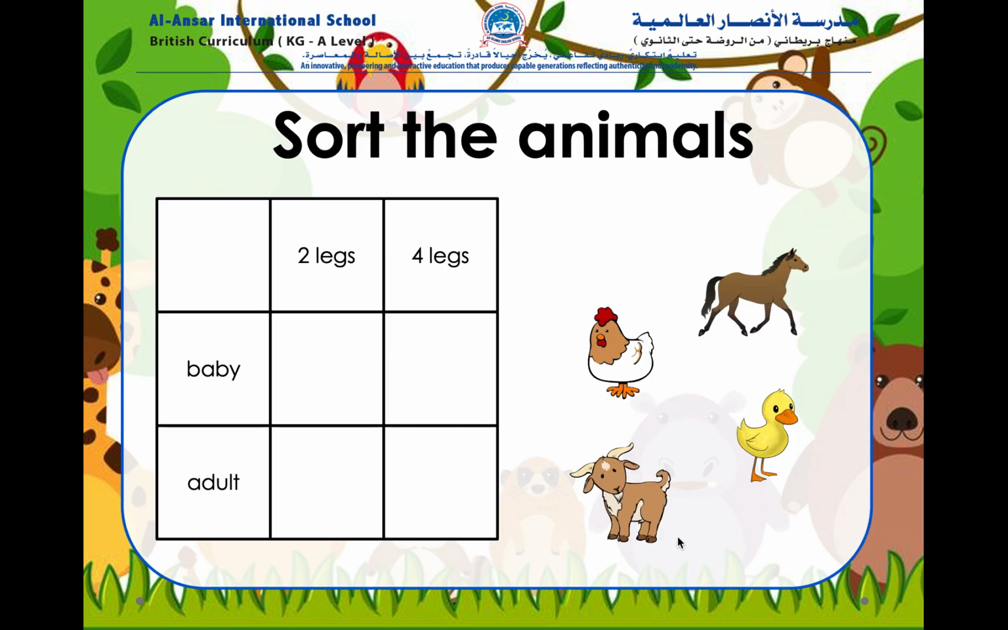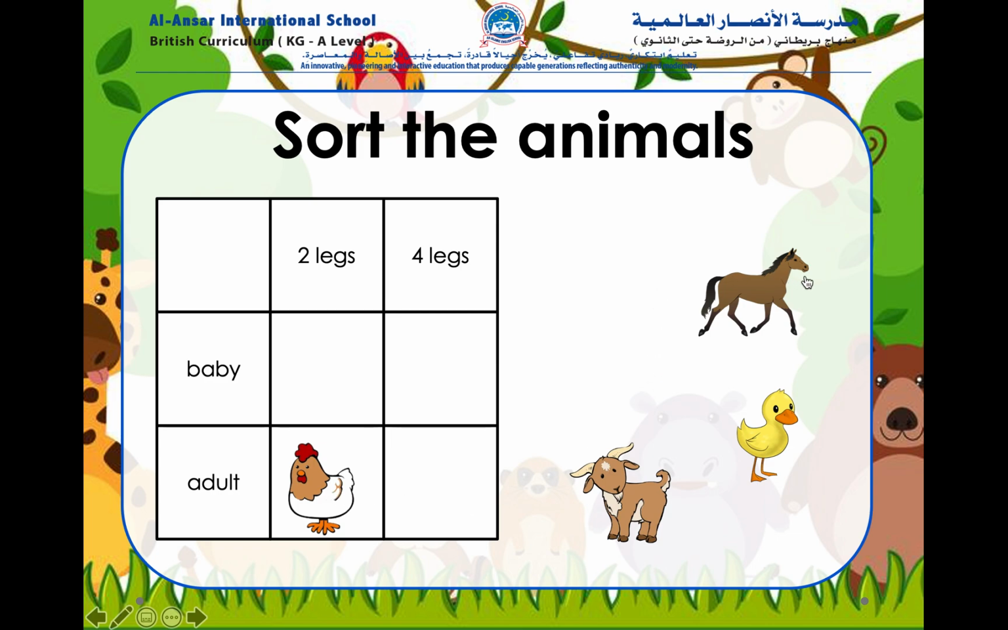Here we have four different animals. We can sort them into those that have 2 legs and those that have 4 legs, and those that are a baby and those that are an adult. Let us look at the chicken. Does the chicken or the hen have 2 legs? Yes, it does. Is it an adult chicken or is it a baby chicken? Yes, it is an adult chicken. So we will put it in the block that has 2 legs and is an adult.